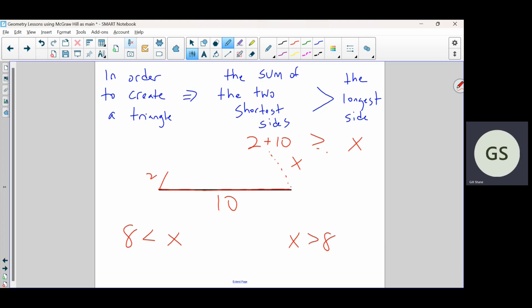It has to be greater than 8. So it's basically got to be between those two. Because if it gets too big, if we just said X has to be greater than 8 and we made X 100, well, these aren't going to close now. If X is the long line and we try to close the 2 and the 10, they're not going to close. So we can't let X get too big either. It's got to be bigger than a certain number, which we figured out, and then it's got to also be smaller than a certain number. It's going to be 9, 10, 11.